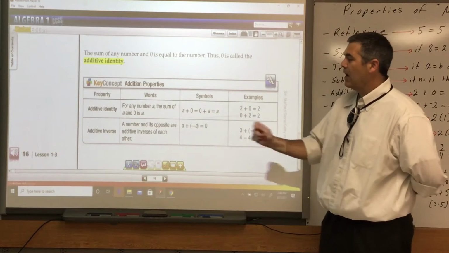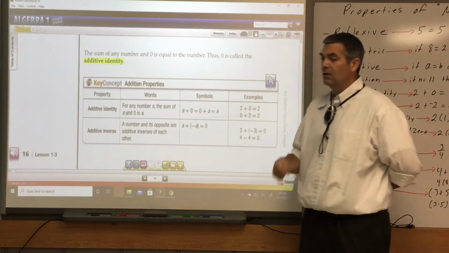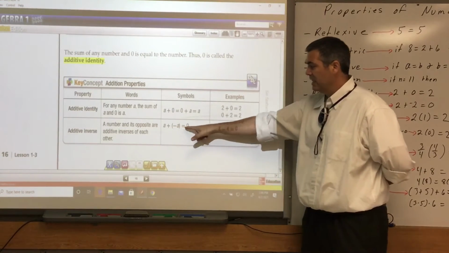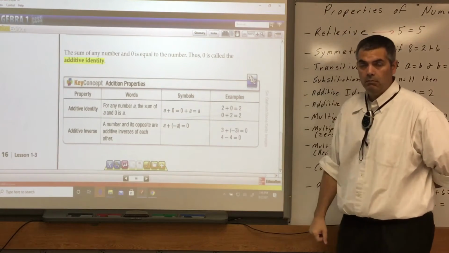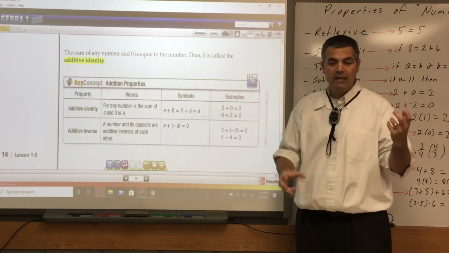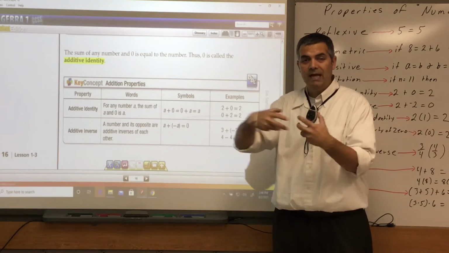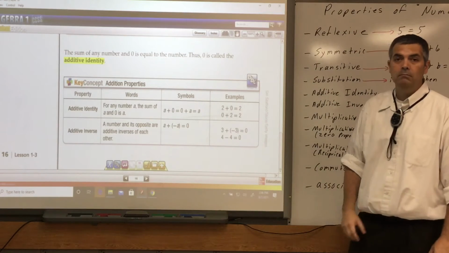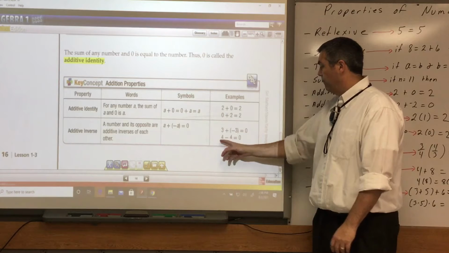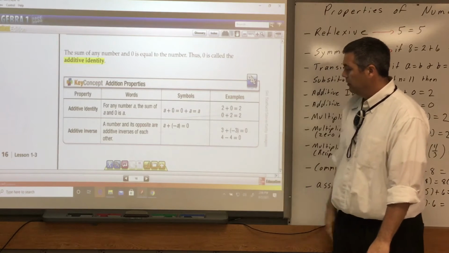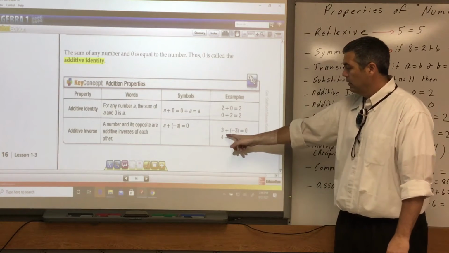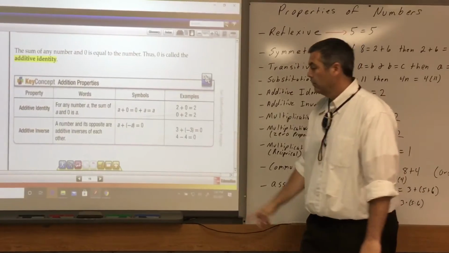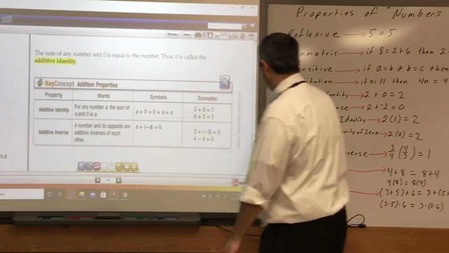Additive inverse. A number and its opposite are additive inverses of each other. So I kind of like this: A plus negative A equals 0. So when you add a number and its additive inverse together, you're always going to get 0. So 3 plus -3 equals 0. 4 minus 4 equals 0 because 4 plus -4 equals 0. Remember your sign rules, that's what that's talking about.